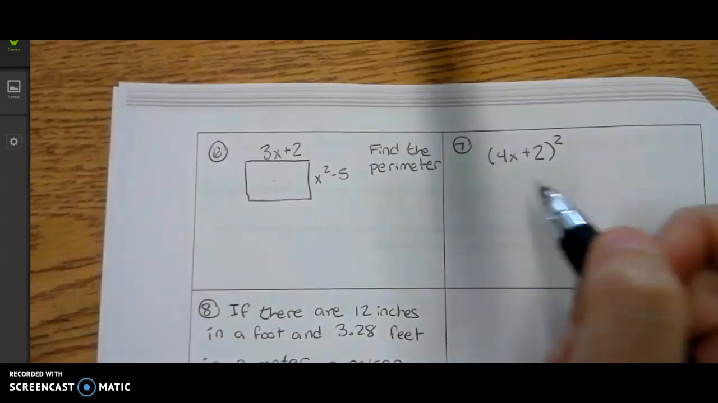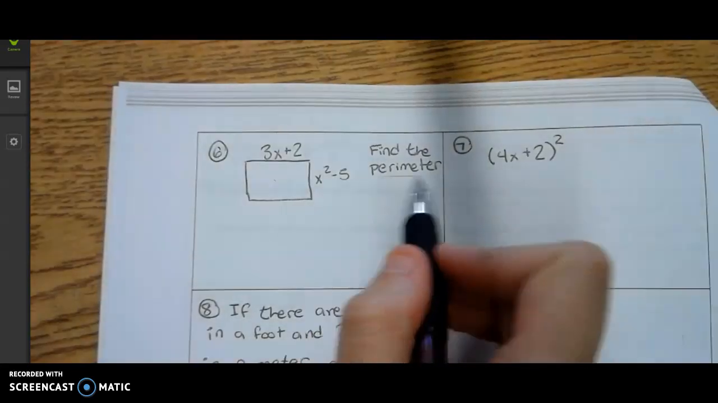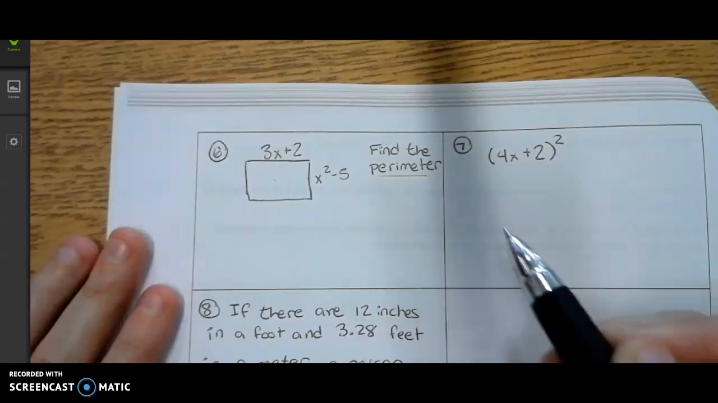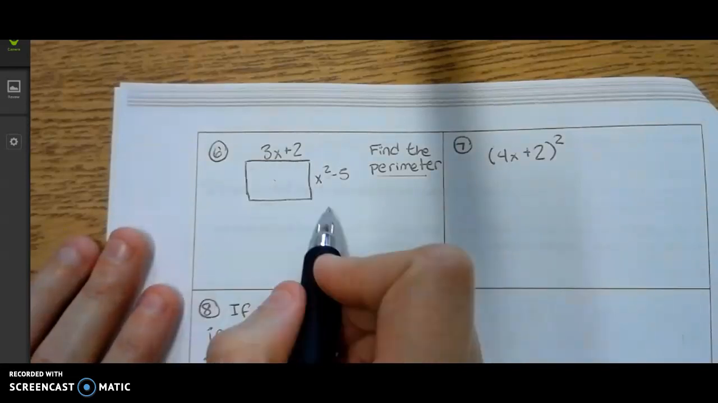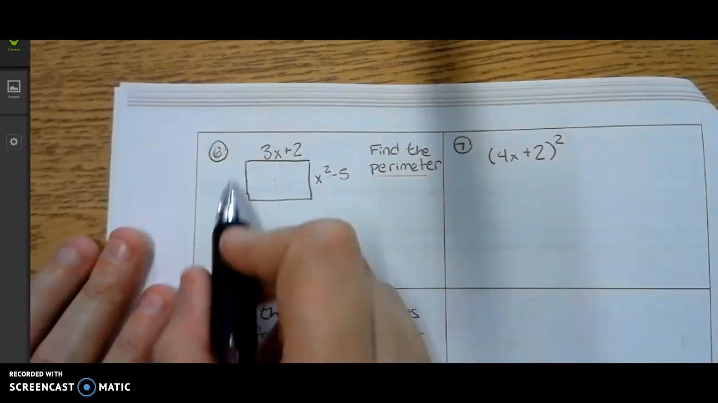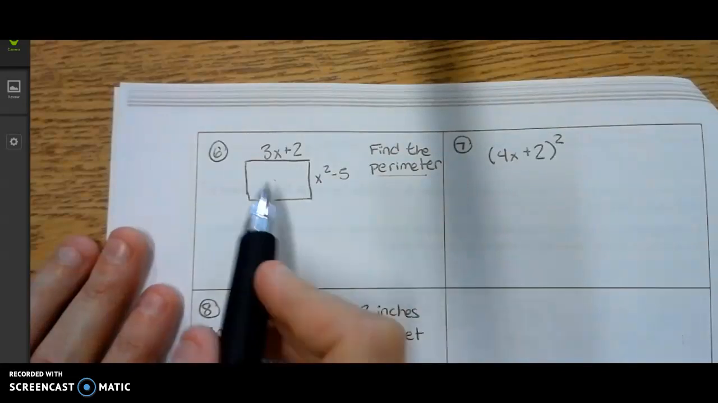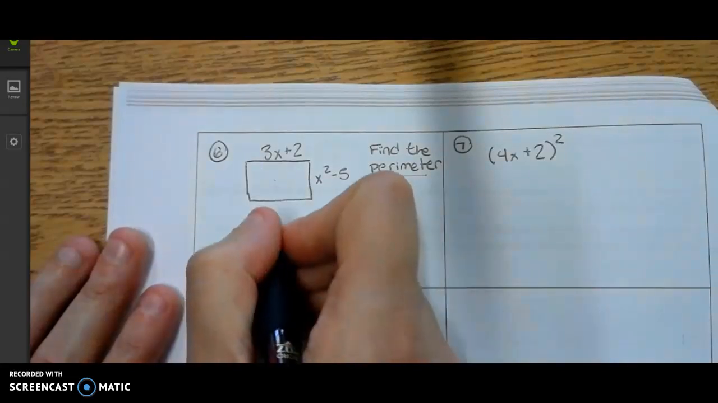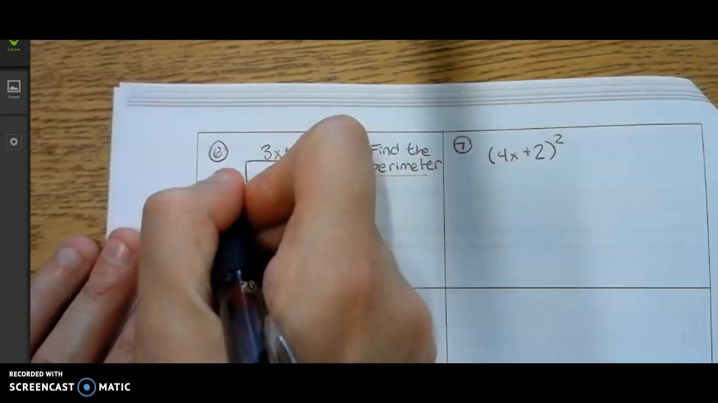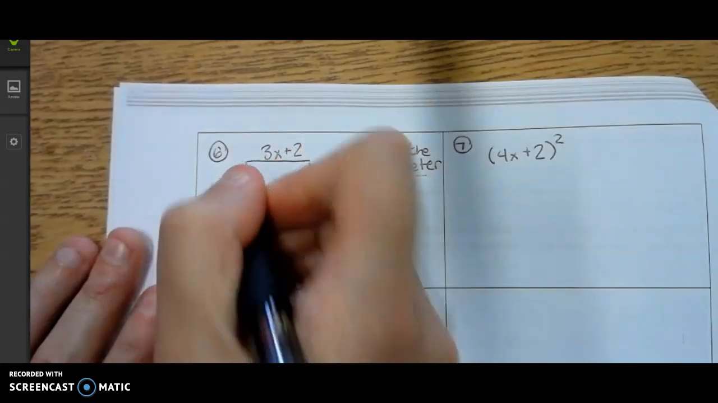Okay guys, here's page 2. So it says find the perimeter. Perimeter means the sum of the outside. So what is the whole length of this outside? Since I have a rectangle here, I know the top and the bottom are the same, and the two sides are the same.